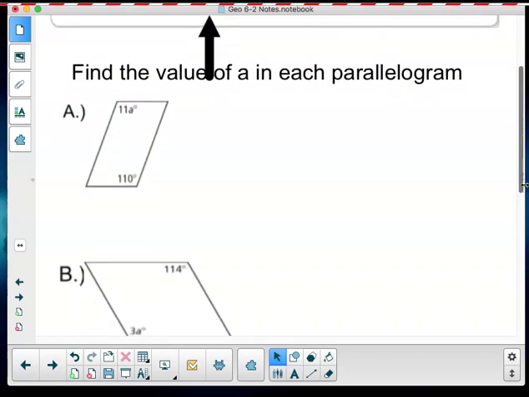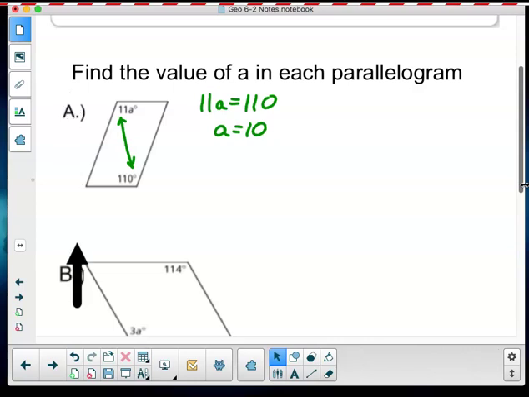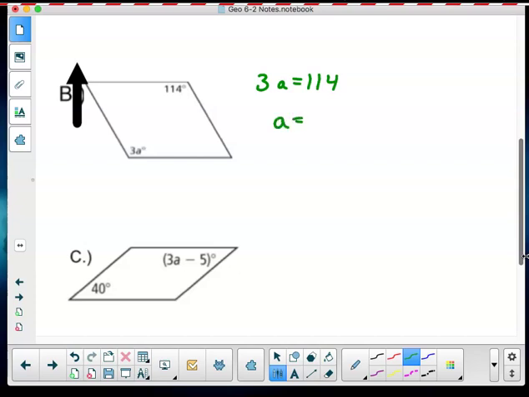If opposite angles are the same measure, find the value of A in each parallelogram. So I'm going to find the value of A. If opposite angles, and this is a parallelogram, are the same, that means that A is 10. Your turn. Do B. Wow. 3A equals 114. A is... 3, 24, 8. So it's 38. So A is 38 there.